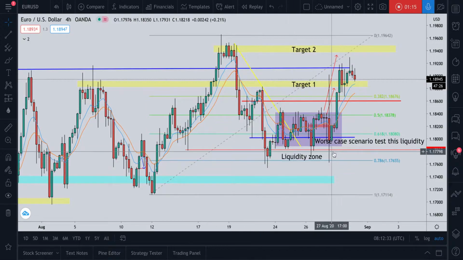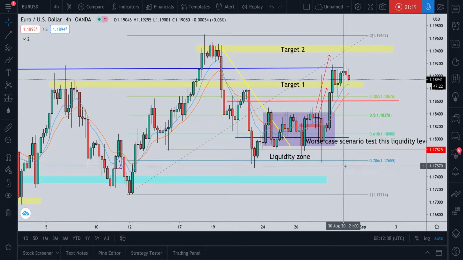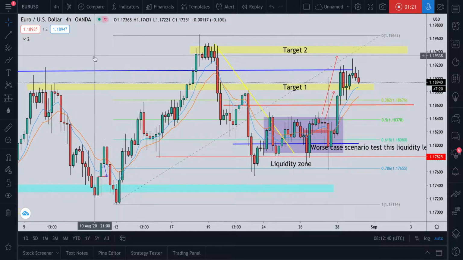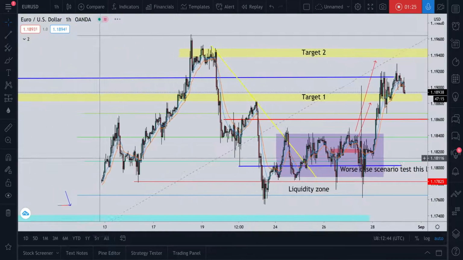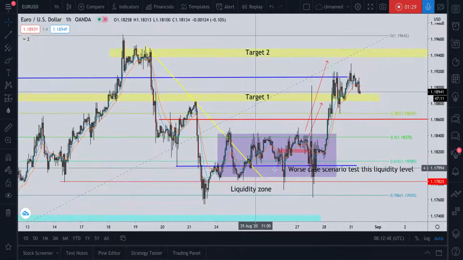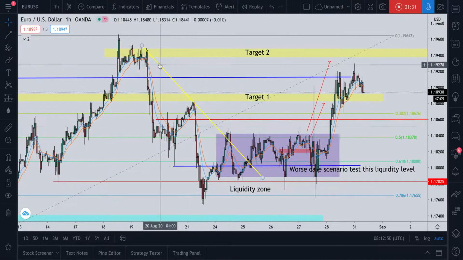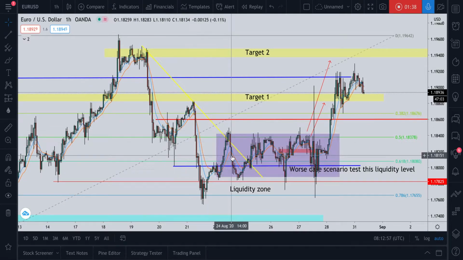Then the other factor, you see price is respecting the 78.6 Fibonacci retracement level. That's key. Let me break it down to the 1 hour time frame. Price came all the way to the downside, testing the liquidity level and also respecting the 78.6. When you draw your counter trend line, you're seeing price creating low high, low low, low high. Then we had this accumulation phase here before this breakout, right?